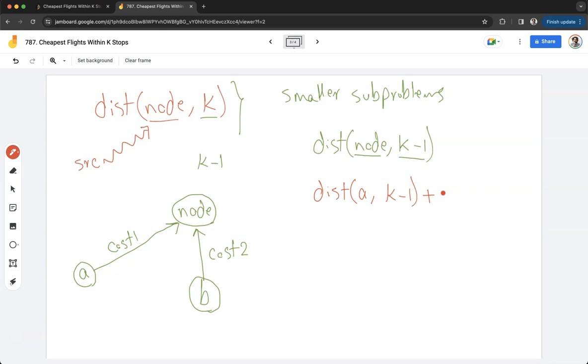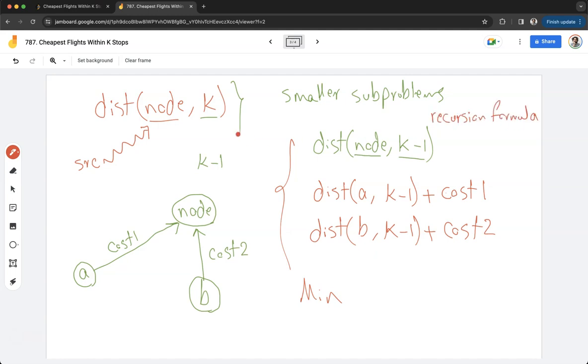Okay, and that would be cost 1. Or for B, dist of B and k minus 1 plus cost 2. That's it. And then you take the minimum of these three. And you have your answer. This is a recursion formula. We could solve dist of node and k based on smaller subproblems.